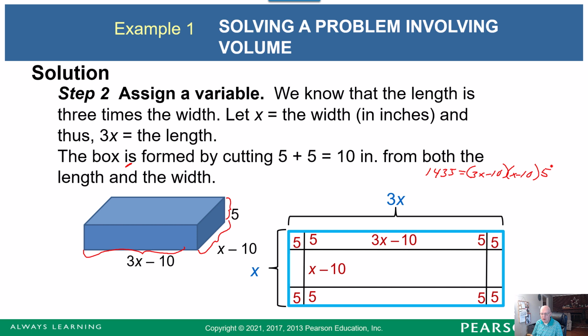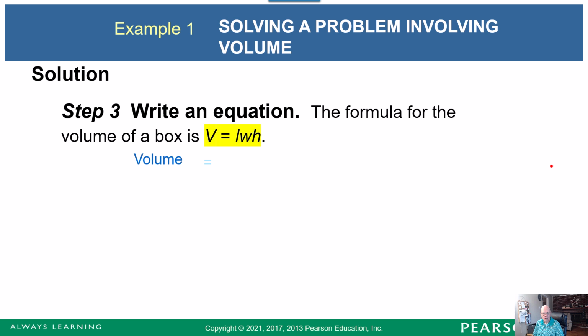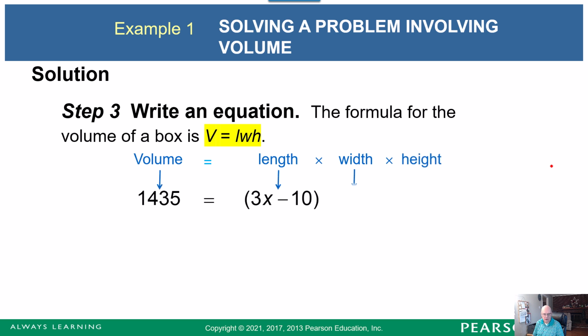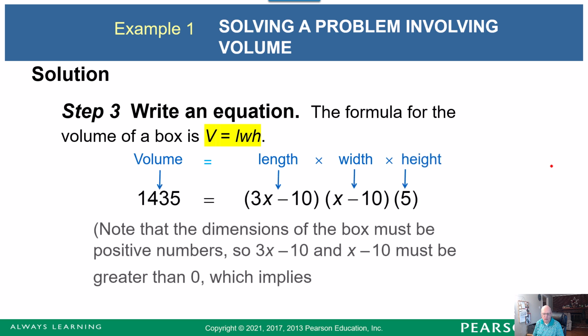And that will be our box once those corners are cut out and we put these sides into the right position. So here's the formula. You need the formula. Length times width times height. 1435. Put all those pieces in. You got the formula.